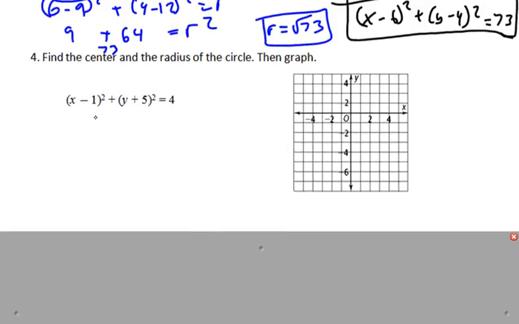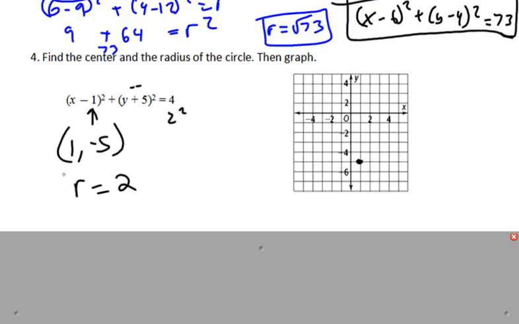So the center, that's a 1. That's a plus, so this would be minus a negative, so we have negative 5 would be our center. So 1, negative 5. And the radius says 4 there, so that would be 2 squared. So the radius is 2.